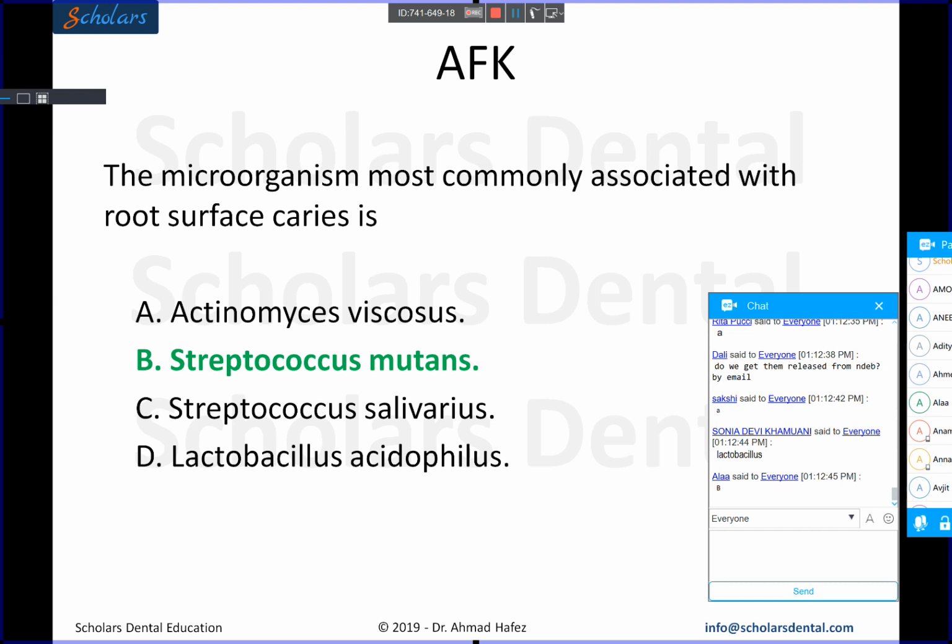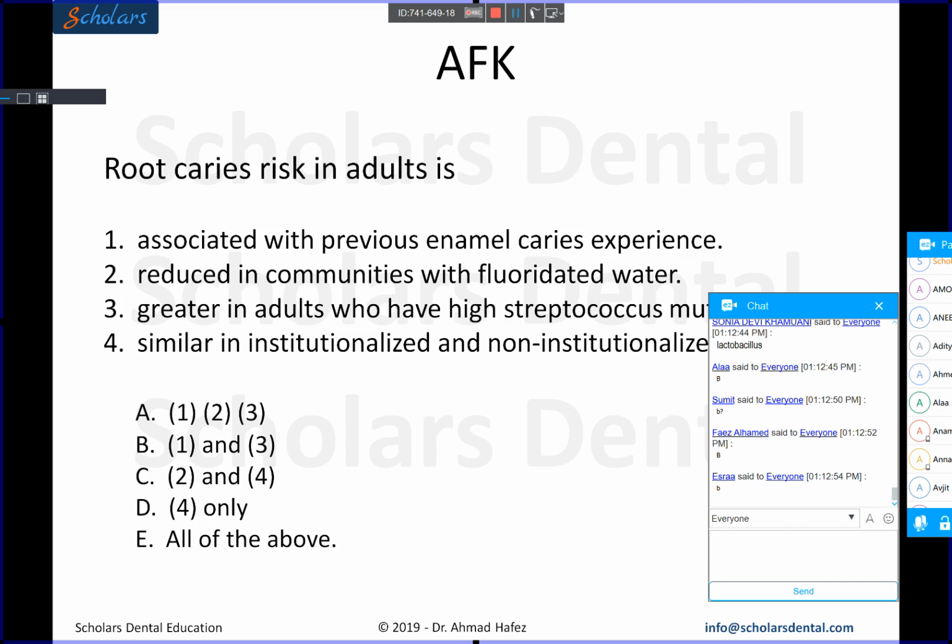Okay, yes, so the answer is actually B. Okay, so go with B. Okay, so there's another form of questions like this. So you can see the difference here, right? We call this multiple of multiple.